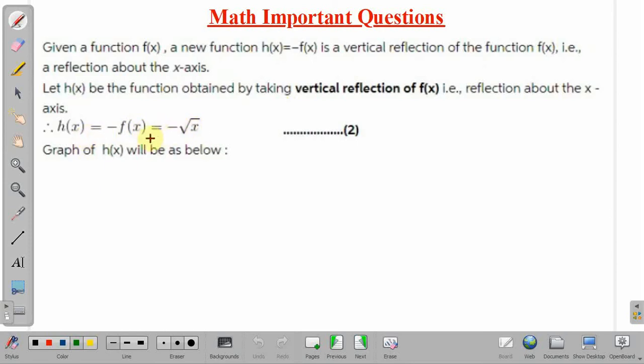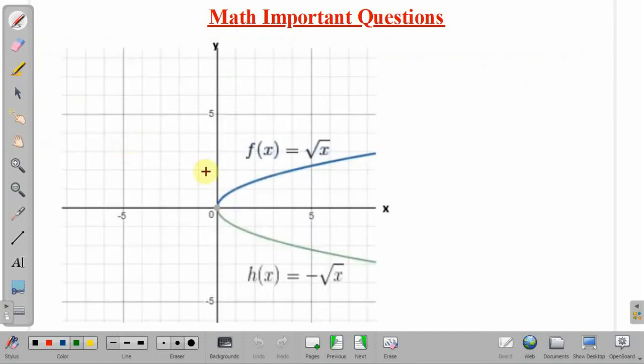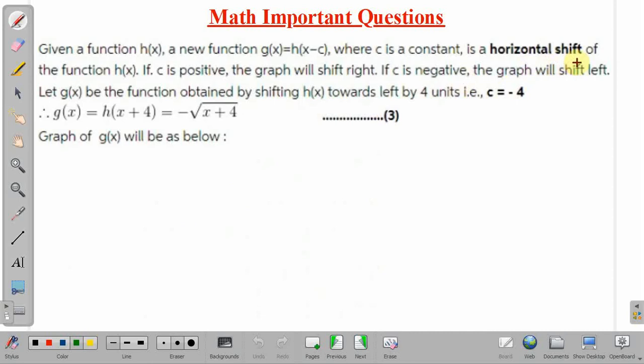And how will the graph of h(x) look? As we take vertical reflection about the x-axis, our reflection will be h(x) equal to minus root x, so it will be the graph of h(x). Now we need to shift h(x) by some units towards the negative direction of the x-axis. So we need to take a horizontal shift. So how much shift do we need to do?